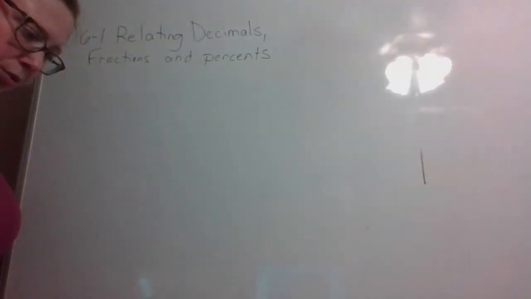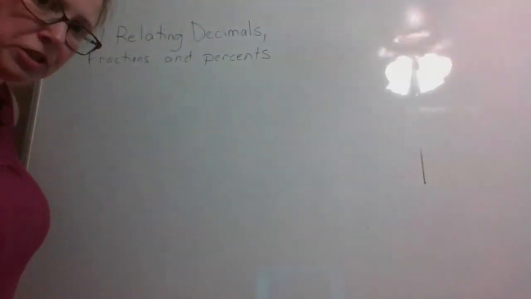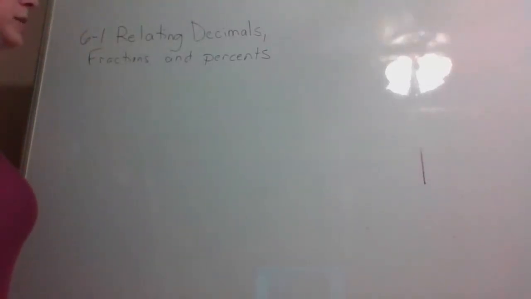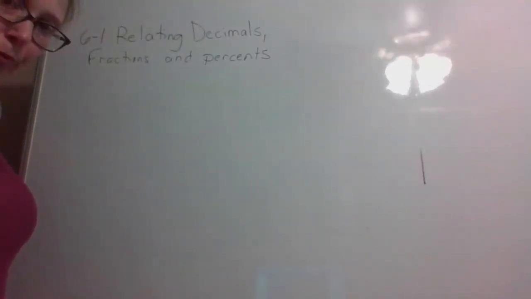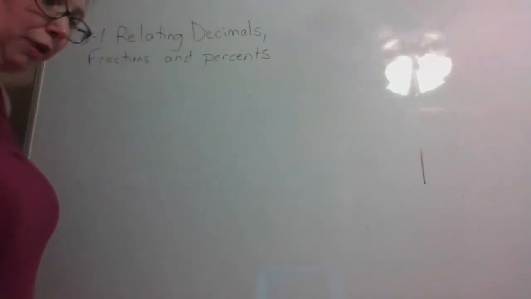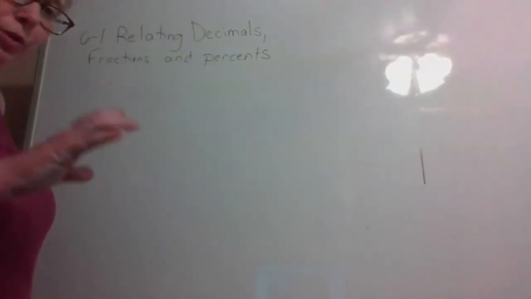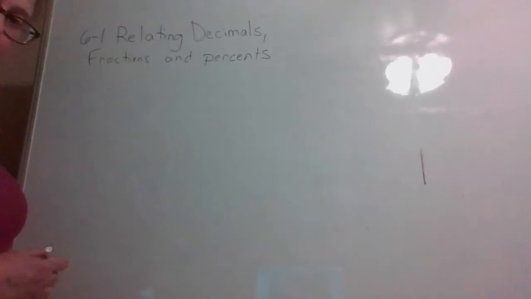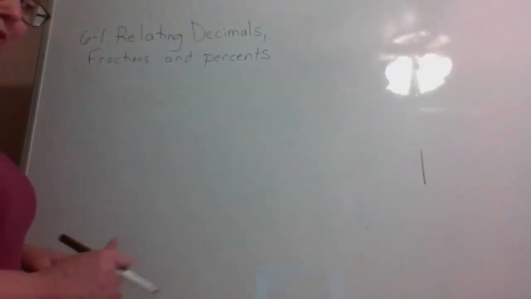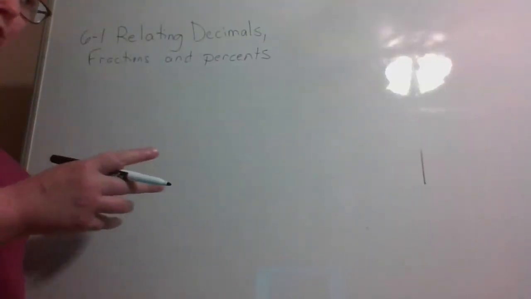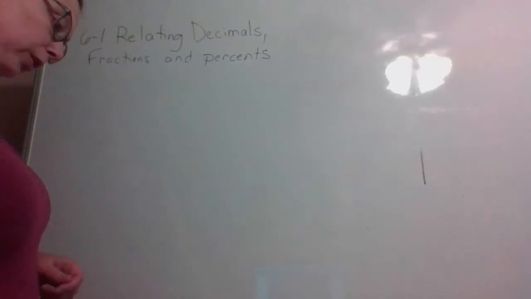We are going to jump into chapter 6 today. We're going to look at 6-1, relating decimals, percents, and fractions. So what we're doing is going back and forth between decimals, percents, and fractions. There's one vocab word, which is percent. Percent means you're going to compare some ratio to 100.